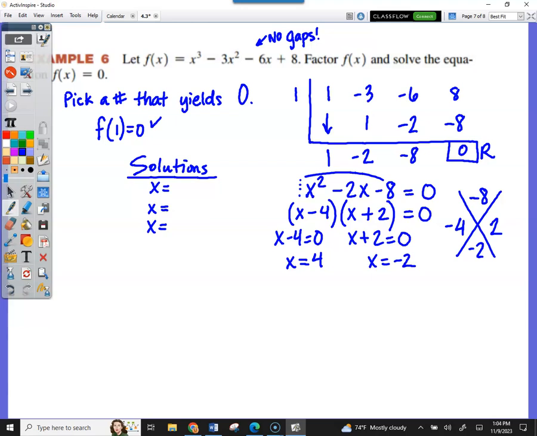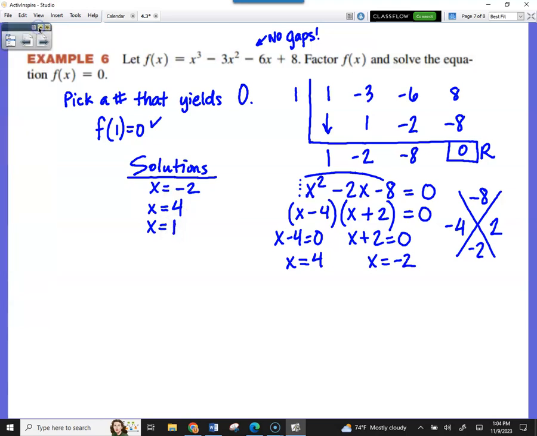Okay, my solutions were -2, 4, and 1. Don't forget the one that started it. If those are my solutions, then what are my factors? X plus 2, X minus 4, X minus 1. And how do you get that quickly? The opposite. You look at your solutions and just move everything to the left.